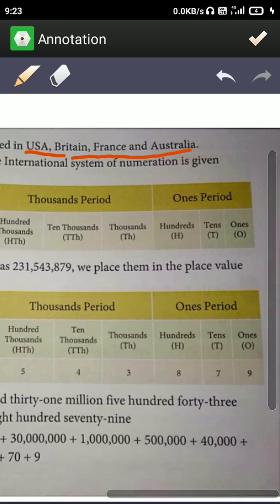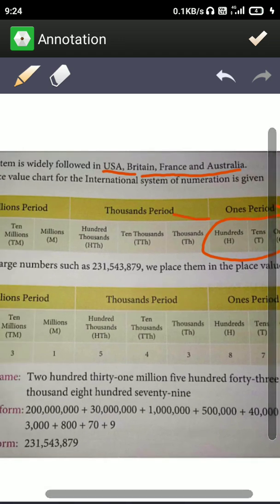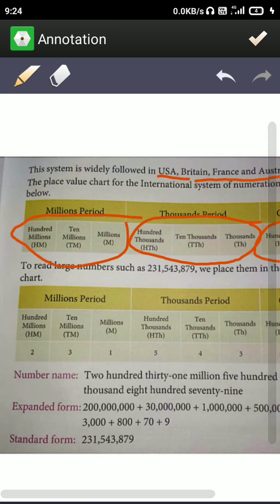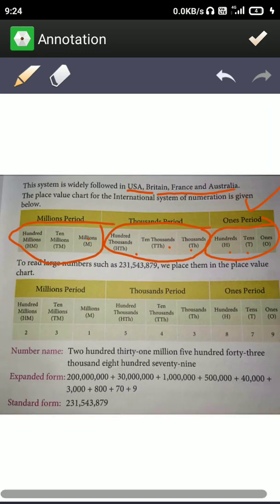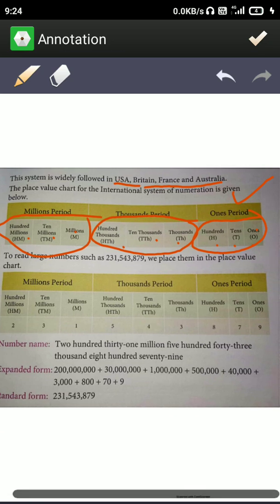I had already discussed with you what is place and what is period. Periods are read together, and so they are called periods. And these dotted ones are places.